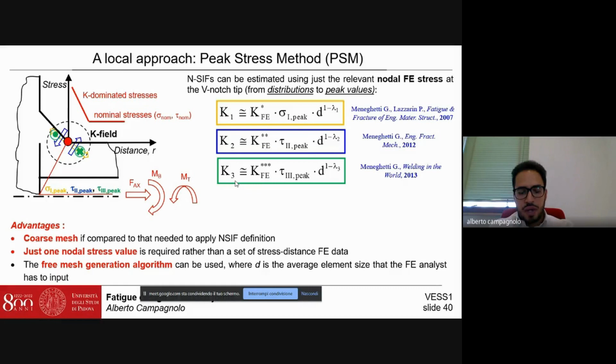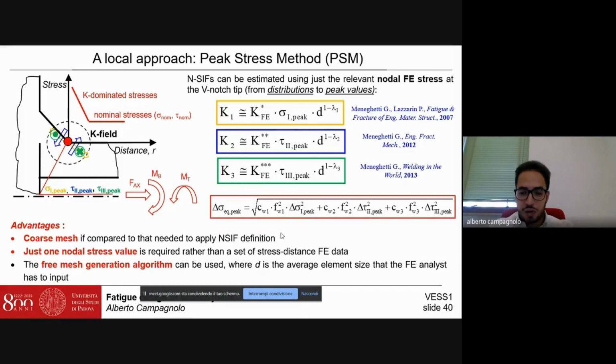And we can use an expression to mix the contribution of mode 1, mode 2, and mode 3 loading. The approach is based on the average strain energy density, and we can define an equivalent peak stress based on the average strain energy density, which includes the mode 1 peak stress, the mode 2 peak stress, and the mode 3 peak stress properly mixed together with the correction parameters, which include all previously defined.